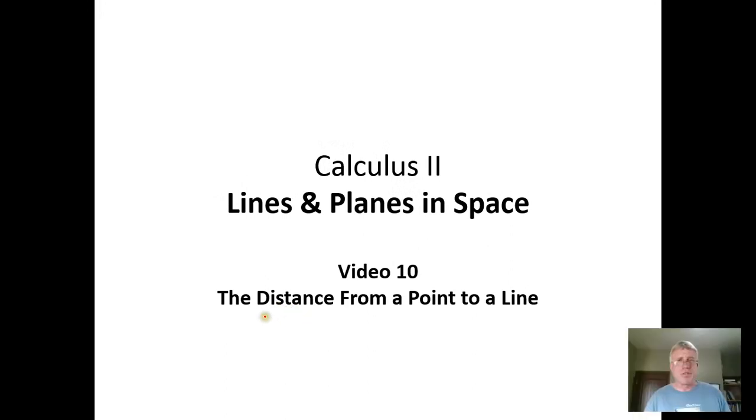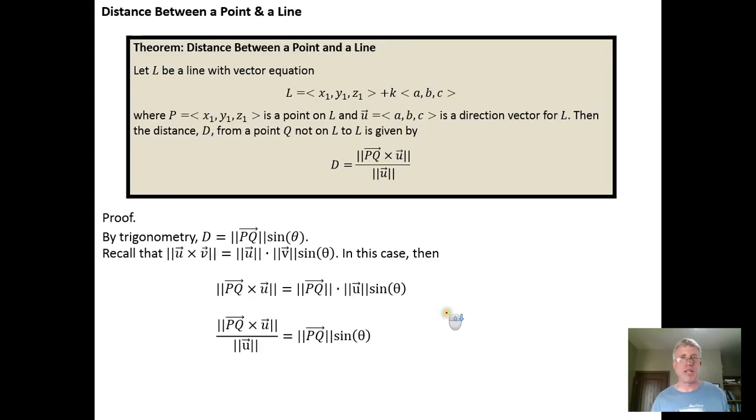So in this video we're going to develop the formula for the distance from a point to a line in three-dimensional space. So remember, if you have a line L in three-dimensional space, we can give a vector representation for that line by taking a vector to the line. This just needs to be a point on the line, and then we add a scalar times a vector parallel to the line.